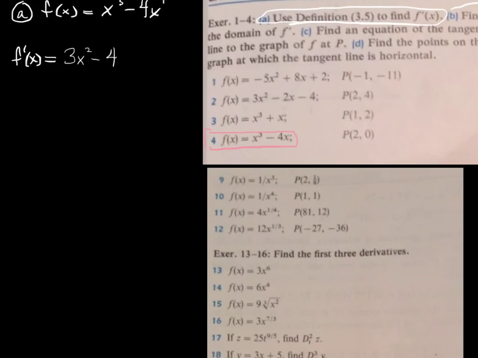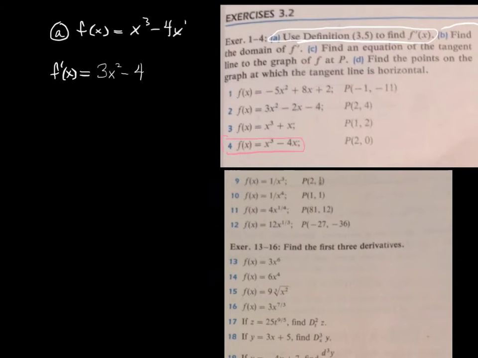The second part, find the domain of f prime. There's nothing tricky here because we're not into those fractional exponents where I end up with 1 over 2 root x. So the domain of f prime of x is everything, because it's this function which has no restrictions.